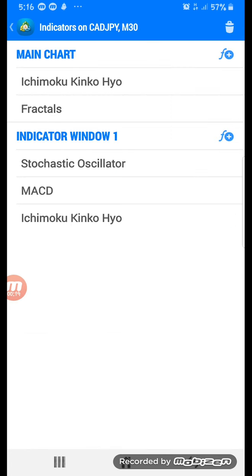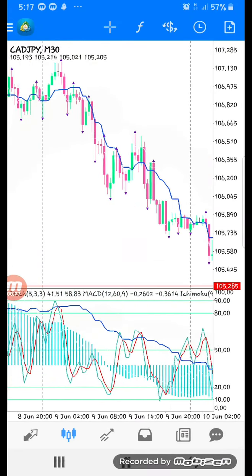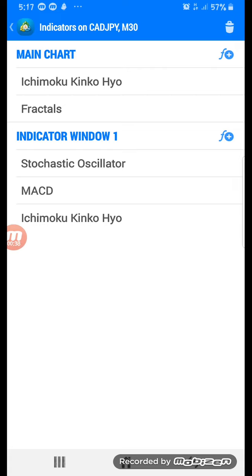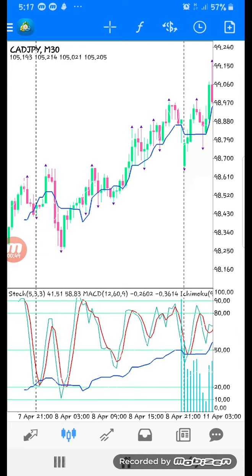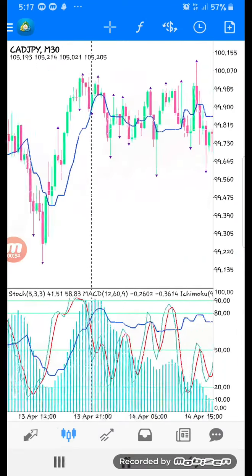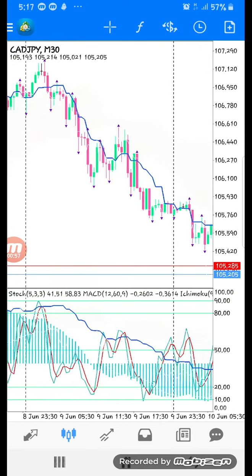First and foremost, the Ichimoku in the main chart, this blue line, and your Ichimoku in indicator window one should have the same parameters, the same settings, all two of them. Like this Ichimoku and this Ichimoku, they should be the same. Everything should be the same. Both Ichimoku should have the same setting, right? So this is how this strategy works.